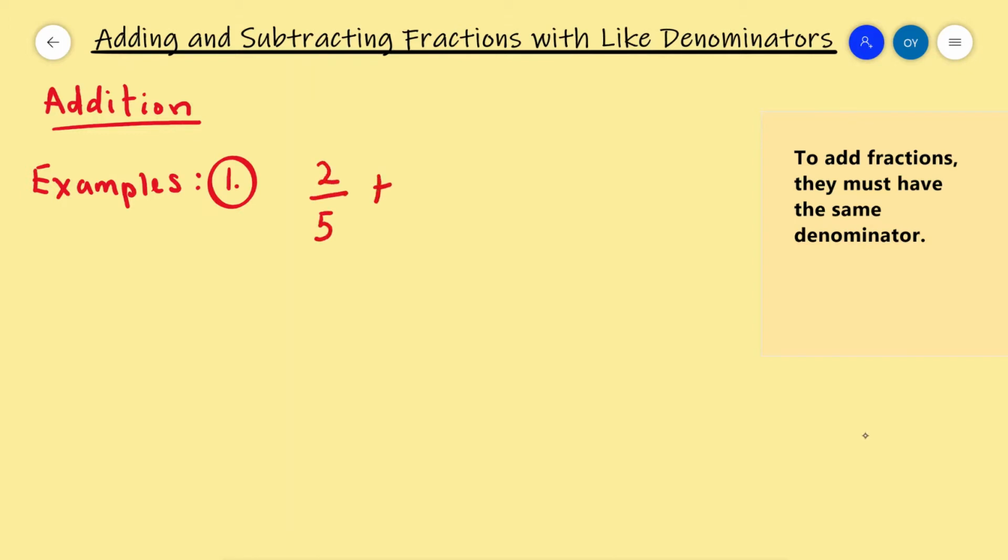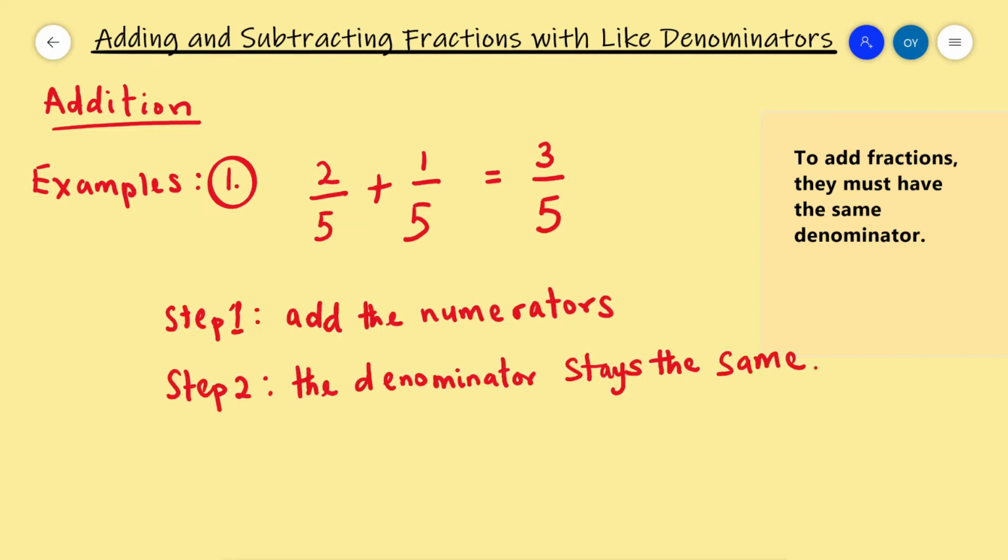2/5 plus 1/5. So we have 2 plus 1, you add the numerators, and that is 3/5. We keep the denominator the same. So these two steps are: step 1, add the numerators, and step 2, the denominator stays the same. And that's why 2/5 plus 1/5 is 3/5.